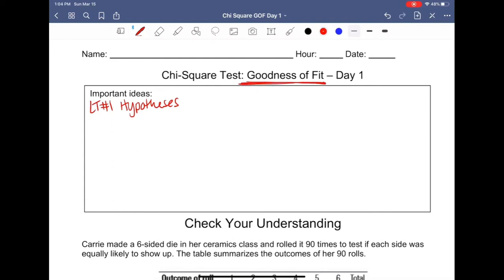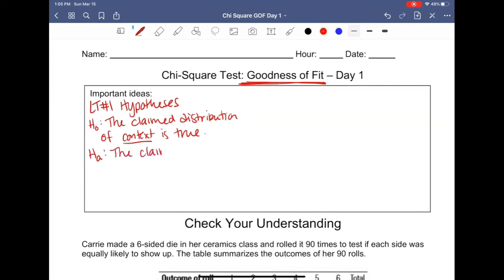So again, with chi-squared, it's mostly just hypotheses in words. And in this, I'm going to say the claimed distribution of, and then I'm going to put like a space for context. So the claimed distribution of, in this case, M&M color is true. And then the alternative is that the claimed distribution is not true.